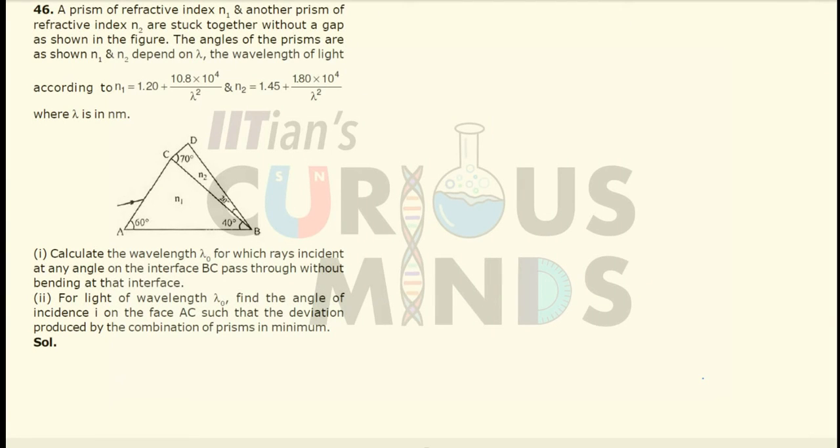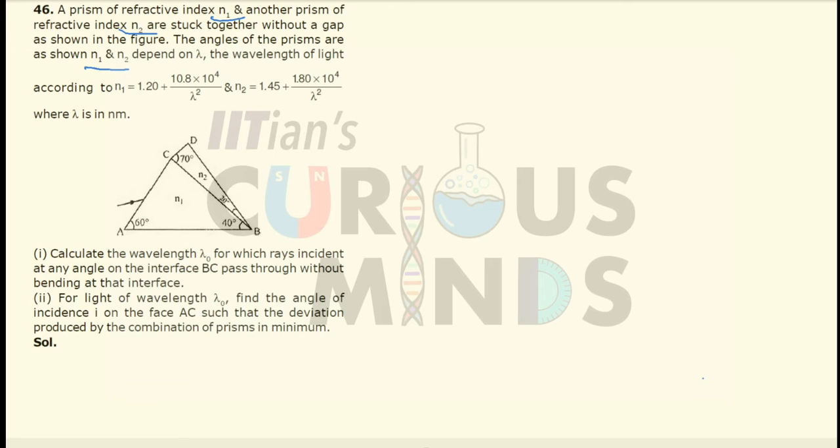A prism of refractive index n1 and another of refractive index n2 are stuck together without a gap as shown in the figure. The angles of the prism are given over here, and n1 and n2 depend on the lambda. The wavelength of the light is given over here. Okay, the wavelength is in nanometer.